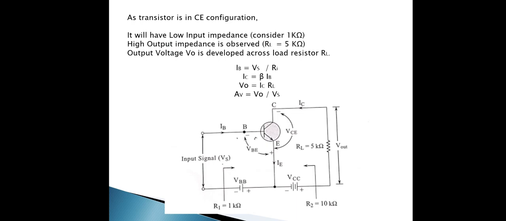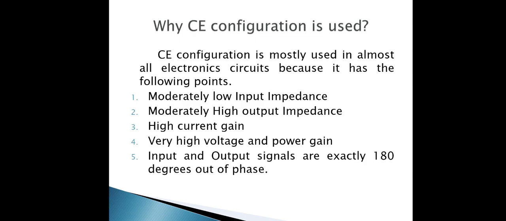But for CE configuration, there are various favoring points like high output impedance, low input impedance, and high current, voltage and power gains. So all these factors are favoring points for CE configuration. That is why in the majority of cases we consider CE configuration when we want a BJT to act as an amplifier. So with this, I'll conclude, and I hope you got to know how a transistor acts as an amplifier.